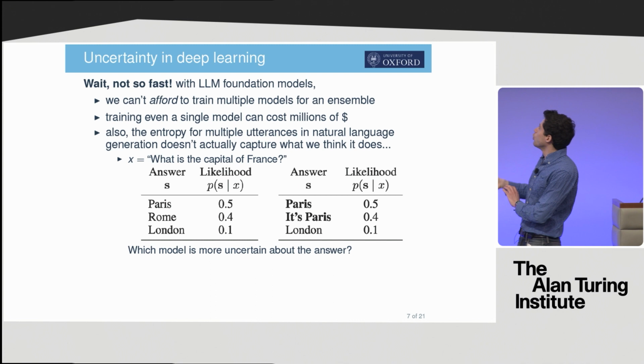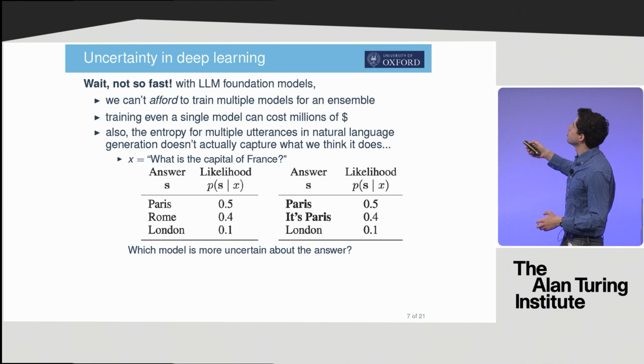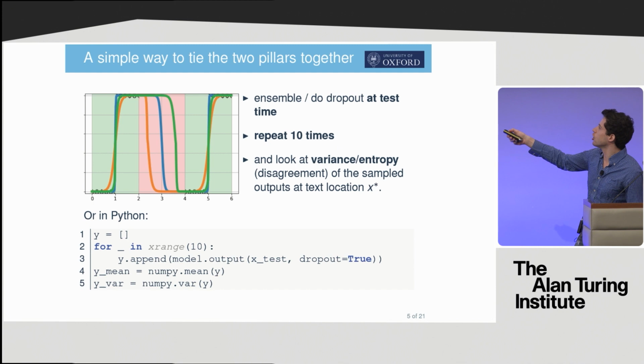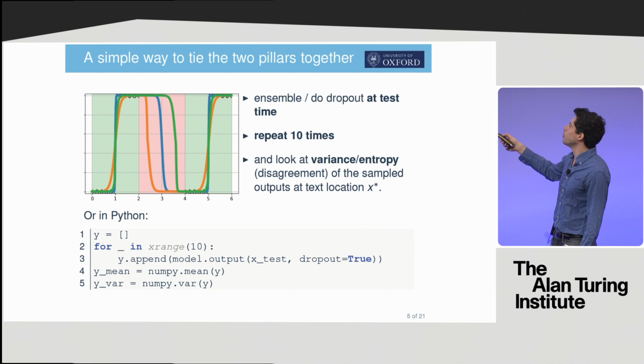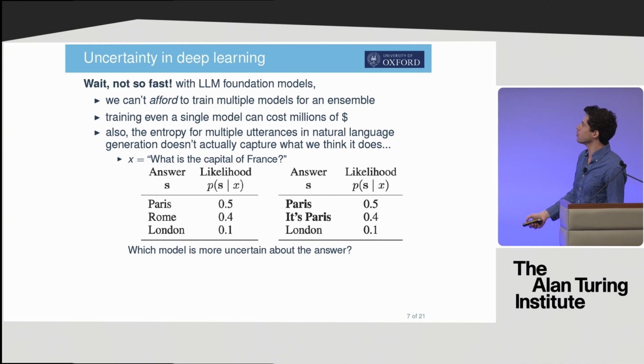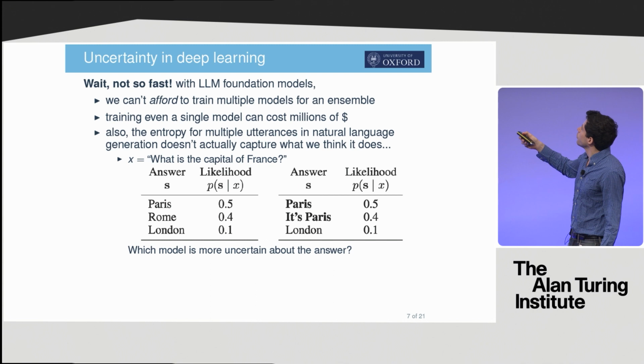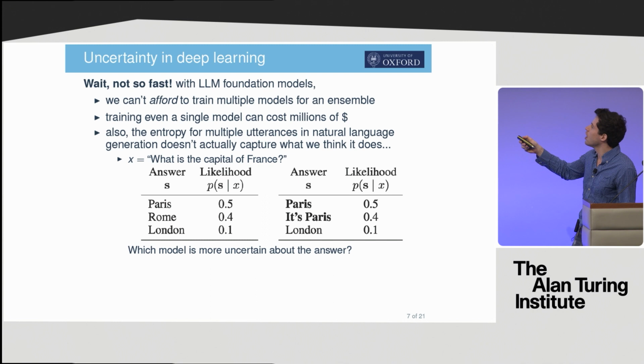With large language model foundation models, we can't afford to train multiple models for an ensemble. In this figure over here, if each one of these is a large language model and each one of these costs millions to train, then now the cost is going to be 3 times as much in order to see whether the models actually agree with each other or not. Millions. Also, the entropy of multiple utterances in natural language generation doesn't actually capture what we think it does.